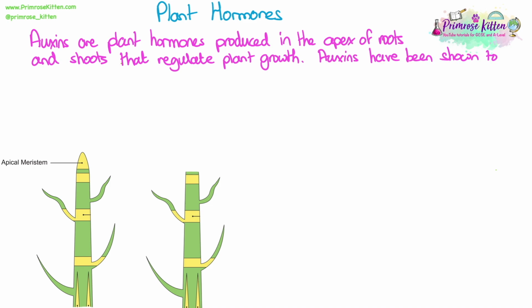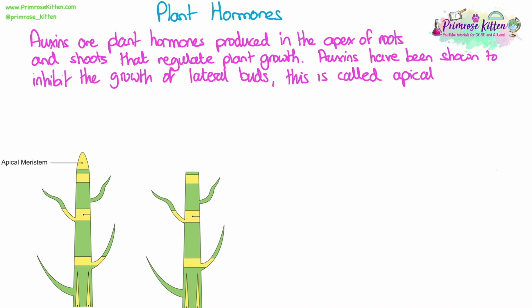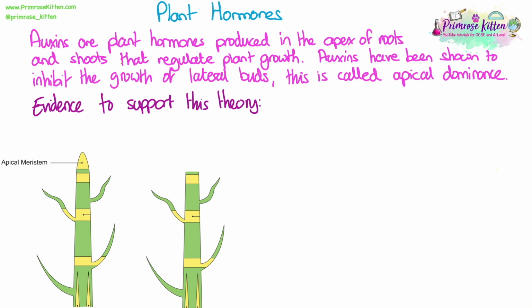So auxins are plant hormones that are produced in the apex of roots and shoots that regulate plant growth. So we've already looked at phototropism and geotropism and how auxins regulate the growth of cells by causing them to elongate or inhibiting elongation. In this example, we're going to look at how auxins have been shown to inhibit the growth of lateral buds. This inhibition of the growth of side shoots by the apex or the apical meristem is known as apical dominance. We need to be able to talk through and explain the evidence that was used to support this theory that it's the auxins in the tip that are causing the inhibition of these side shoot growth.